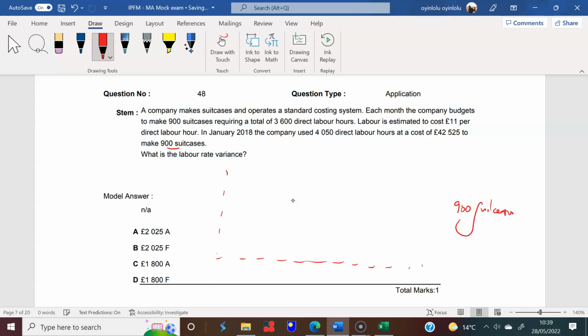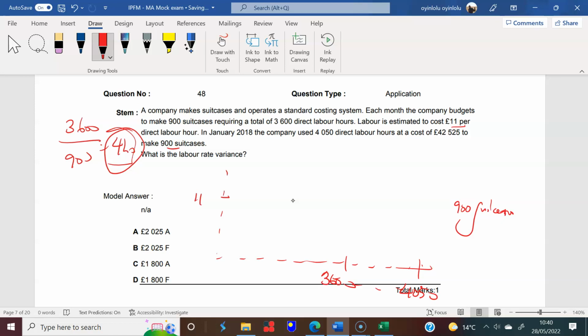We want to make 900 suitcases, and we need 3,600 hours. So we now know how many hours we should make. We need 4 hours for each suitcase. That's the plan, and the plan is to also pay £11 an hour. So to make those 900 suitcases, you should be using 3,600 hours. But the question says that you used in the end 4,050 hours. If the question had asked about usage, I would have compared these two and multiplied by the 11.